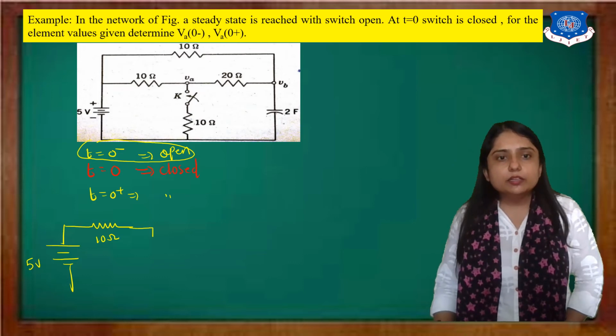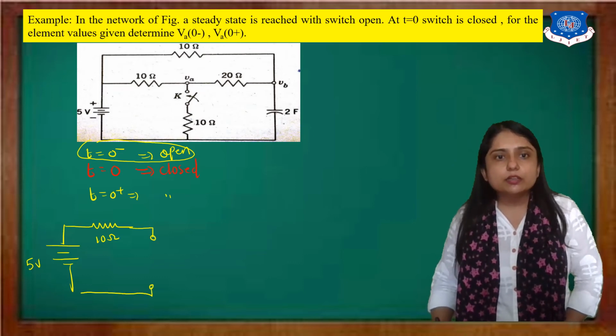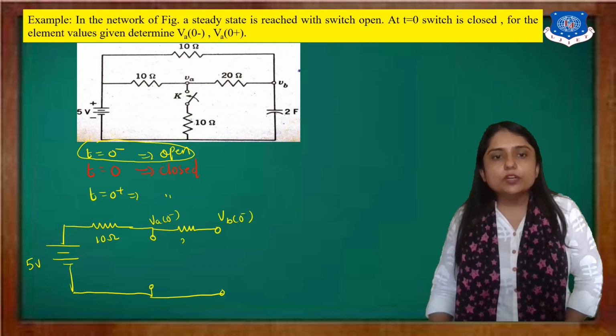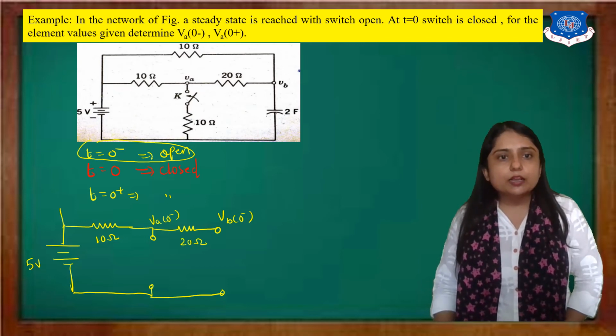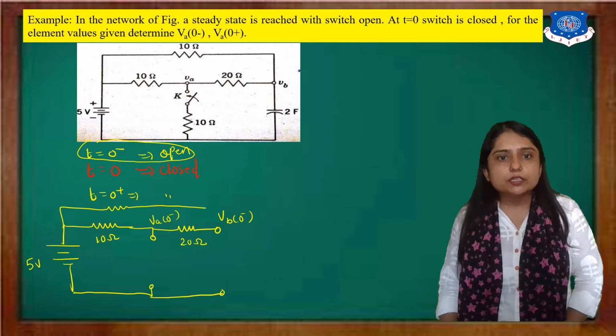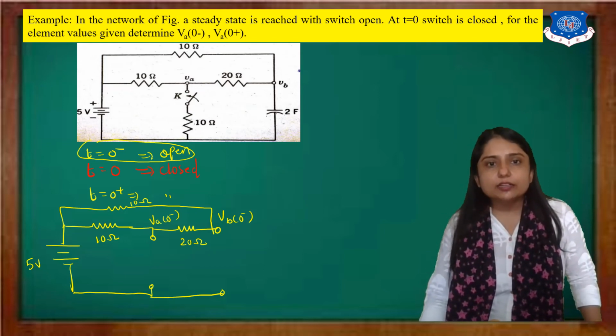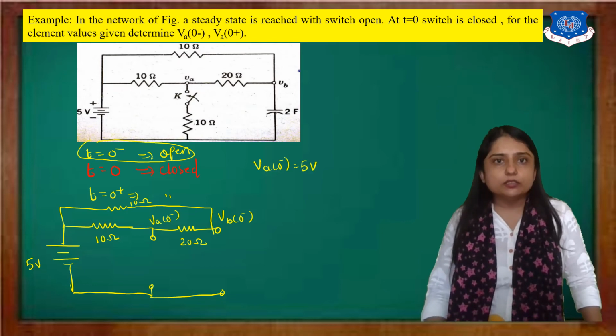then it's an open circuit, and this voltage is VA(0-). This is open circuit, and this voltage is known as VB(0-), and this resistor value is 20 ohm, and again here we have one resistor whose value is 10 ohm. Now by looking at this diagram, we can easily say that the value of VA(0-) is 5 volt.